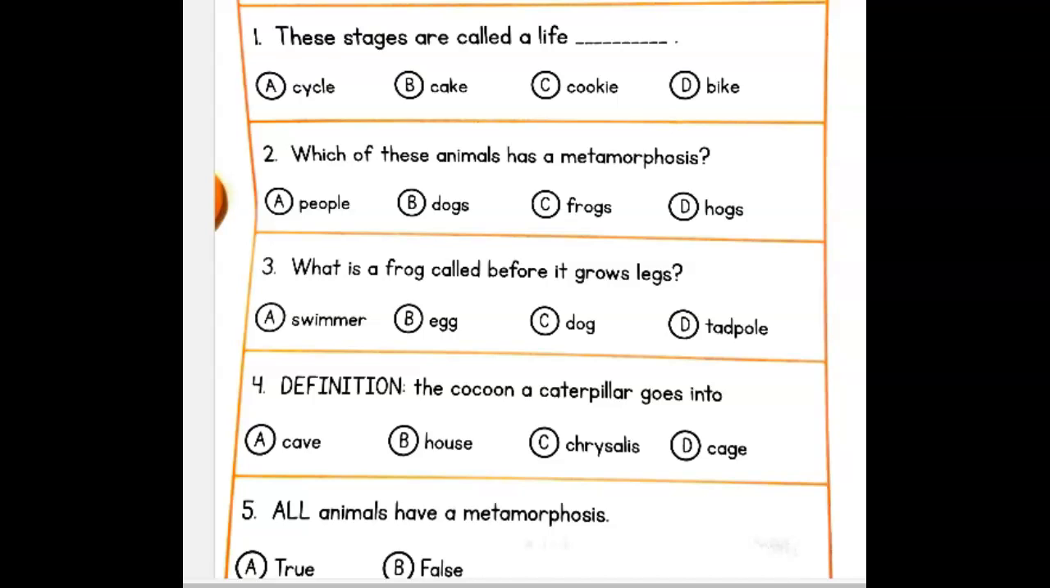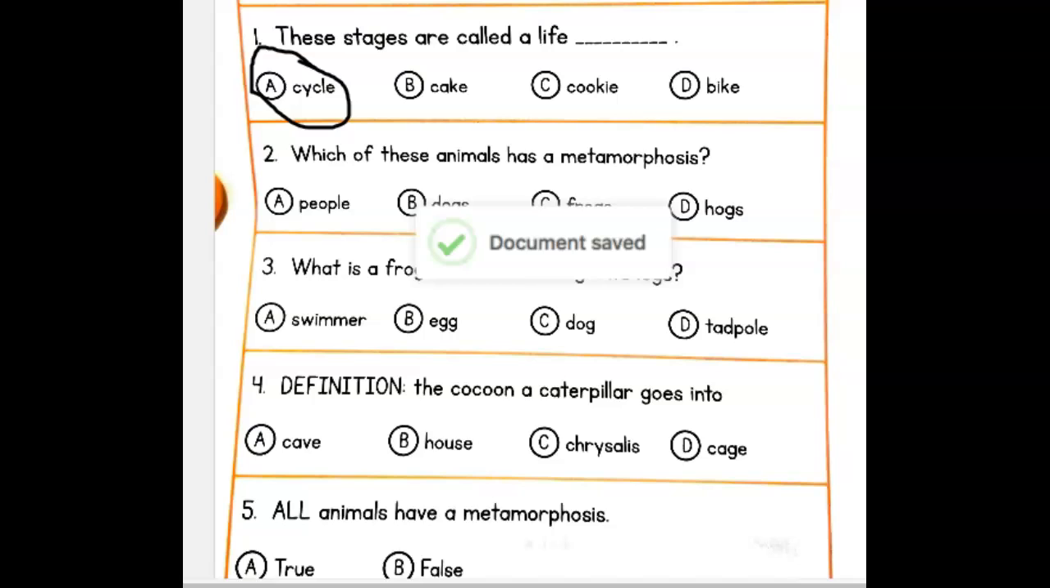So the first one is, these stages are called a life: A, cycle; B, cake; C, cookie; or D, bite. So these stages are called a life cycle, cake, cookie, or bite. They are called a life cycle.